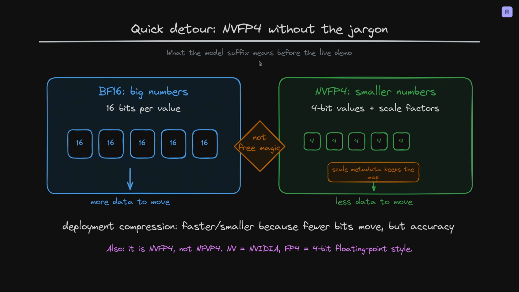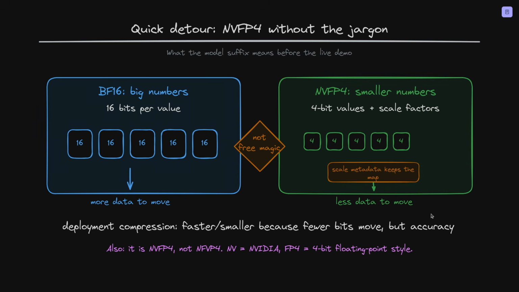But there is an important catch. NVFP4 is not just making the numbers tiny and hoping it works. It also stores scale information. Think of the 4-bit value as the rough shape of the number. The scale factor tells the model how big or small that number should be in its local group. It scales data and keeps the map, so there is less data to move. So the scale is like a little map that helps the compressed numbers still point to useful values.